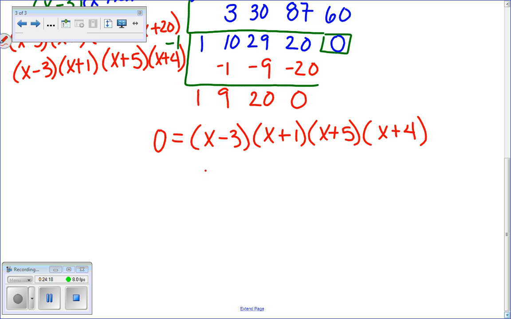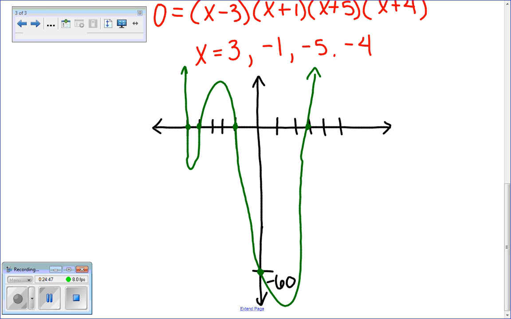Okay? And then if it asks you for all your solutions, you'd set each of these equal to 0, and we'd get x equals 3, -1, -5, -4. Okay? I want you to go ahead and try and graph that. Okay, I know we already graphed it on the calculator, but now that you have your zeros, you know your leading coefficient, and you have your degree, go ahead and try and graph that on your own. Okay, that should be relatively what your graph might look like based off of the leading coefficient and degree.